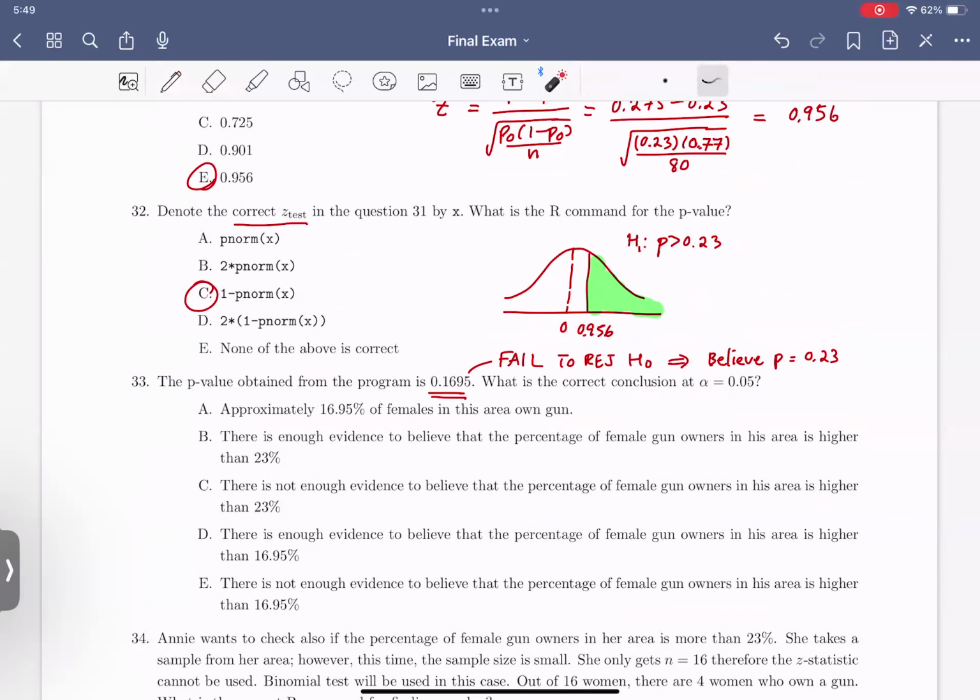So the correct answer is there is not enough evidence to believe that the percentage of female gun owners in this area is higher than 23%. Is choice C. Okay. All right. That is the correct one.